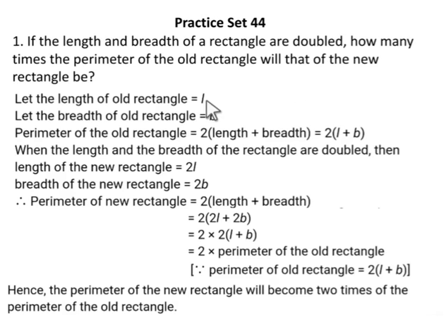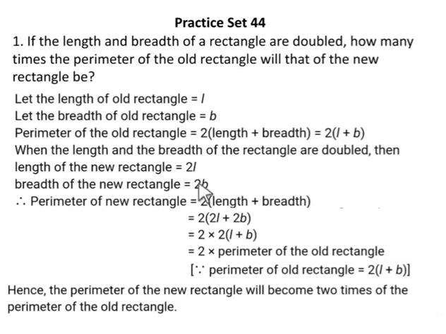So for that, here we will first write, let the length of the old rectangle be L and the breadth of the old rectangle be B. So if these are the length and breadth, then the perimeter of the old rectangle will be equal to 2 into bracket length plus breadth. Here length is L and the breadth is B. So according to the given condition, the perimeter of the old rectangle will become 2(L plus B). As the length and breadth of the rectangle are doubled, the length of the new rectangle will become 2L and the breadth of the new rectangle will become 2B.